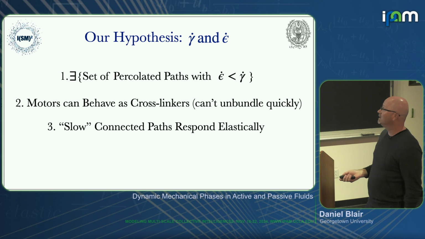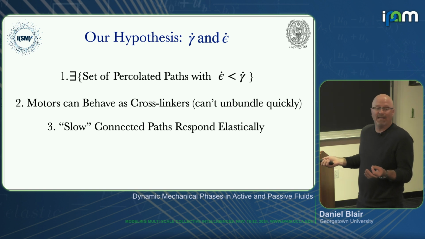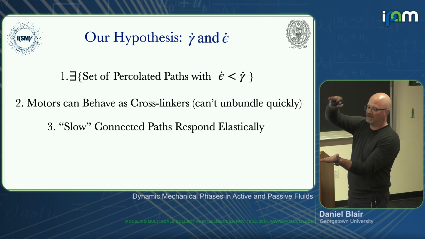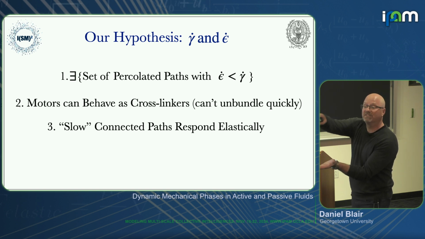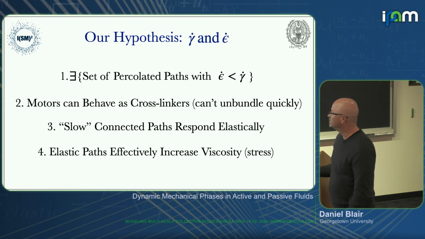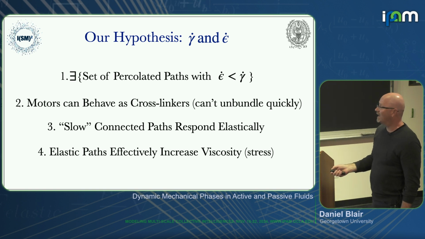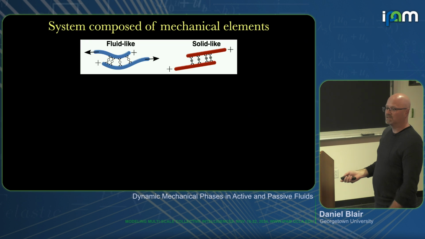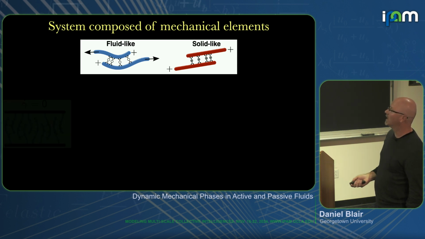So what I end up with is slow paths that look like elastic rubber bands that are connecting the top plate to the bottom plate. They resist the flow. Resistance to flow is an increase in viscosity. So those elastic paths effectively increase the viscosity. And the participation rate, that is the number that are connecting, is just a question of what rate I'm shearing at. How many unbundle? How many are solid-like? So I have these fluid-like and solid-like elements.